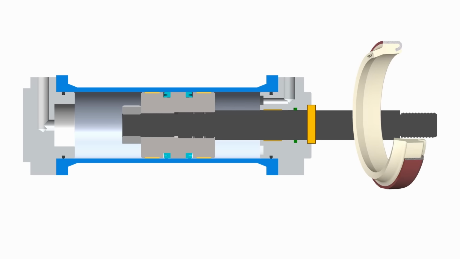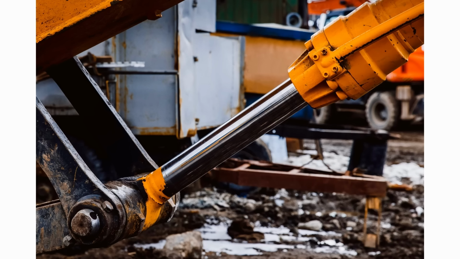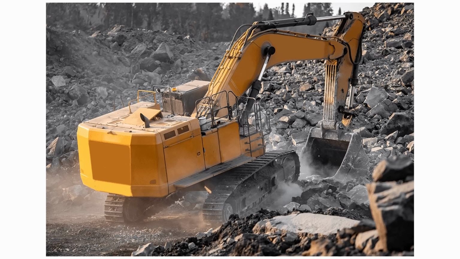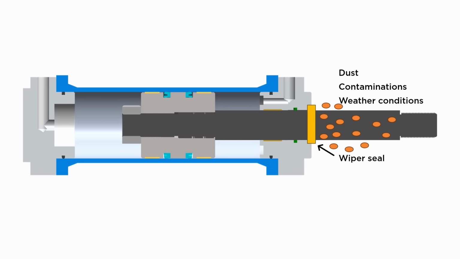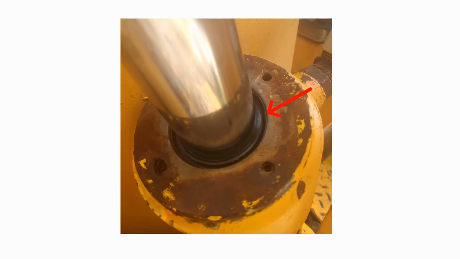Now at the end of the front head, we must use a wiper seal because a hydraulic cylinder operates in various applications and environmental conditions, including exposure to dust, contamination, and outside weather conditions. So to prevent this contamination from entering the cylinder assembly, wiper seals, also known as scrapers or dust seals, are fitted on the external side of the cylinder head.